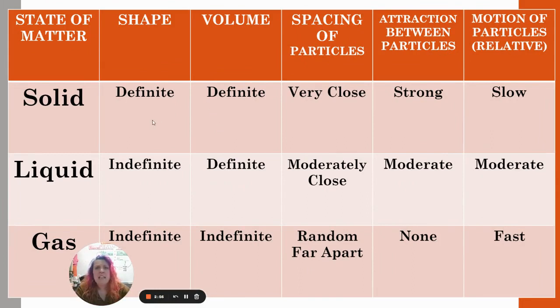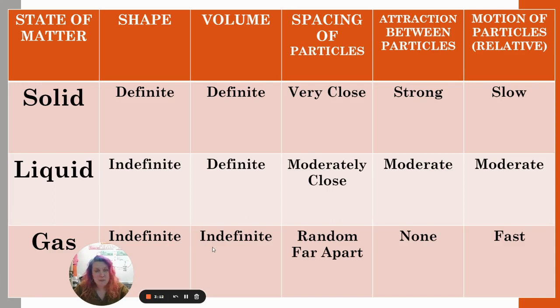If something is a liquid, it's going to have an indefinite shape, right? I can pour this into a bowl. I could pour this into a Dixie cup. It's going to take the shape of its container, the liquid inside. The spacing between those particles is moderate, and so is the motion. So they are moving around, they're flowing past each other.